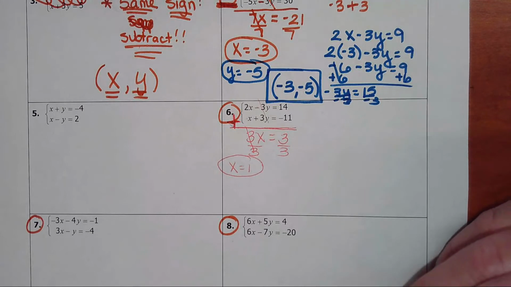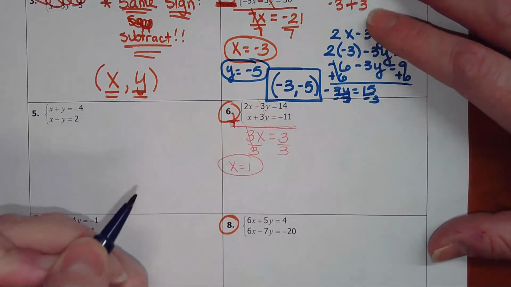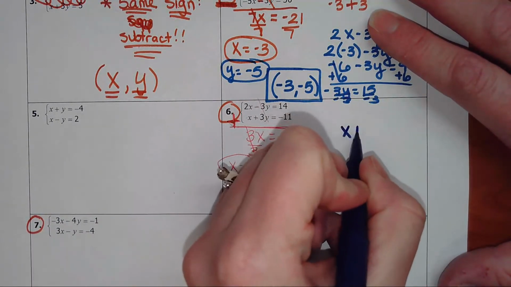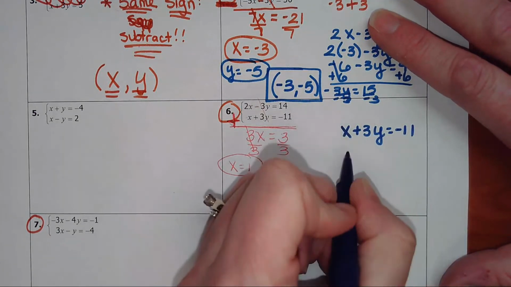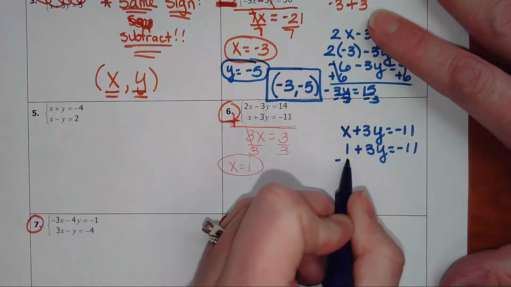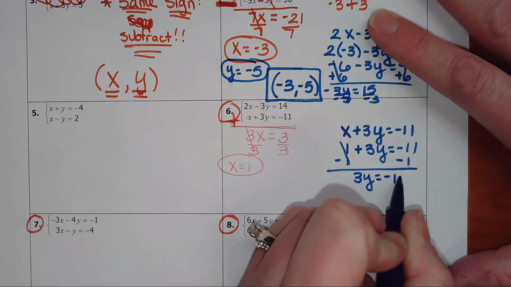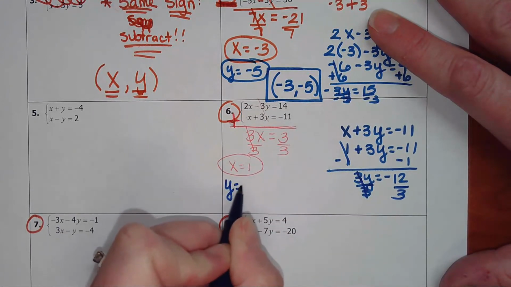Now you need to plug it back in. Pick whatever one you want to plug it back into. Just for fun, I'll plug it into the bottom one. So the bottom one says x plus 3y equals -11. Well, x is 1, so now I have 1 plus 3y equals -11. Subtract 1. 3y equals -12. Divide by 3, and we get y to equal -4.